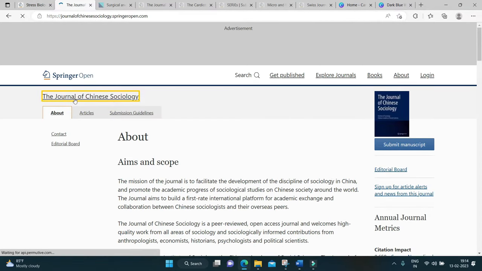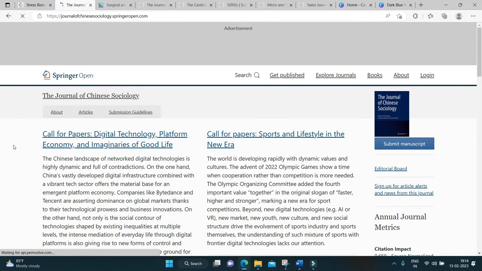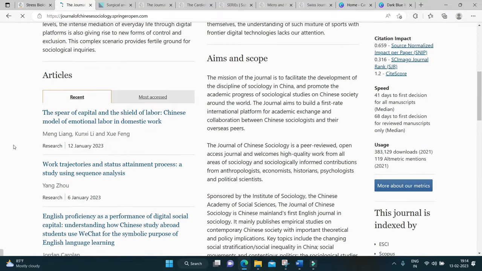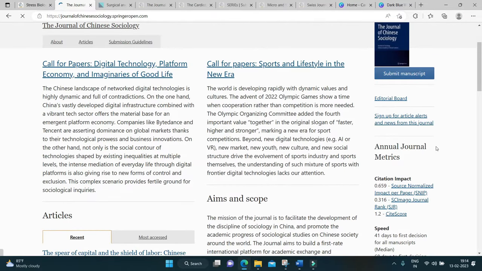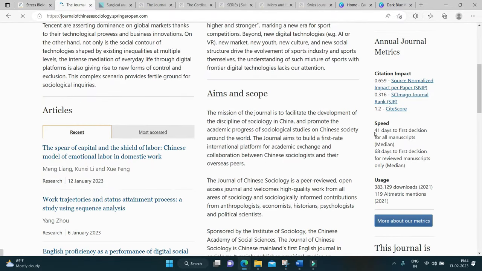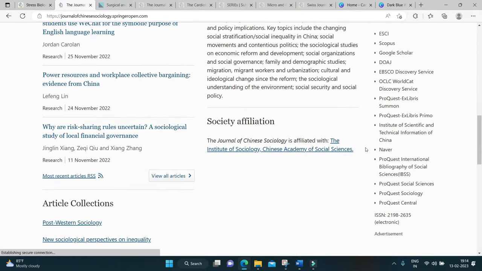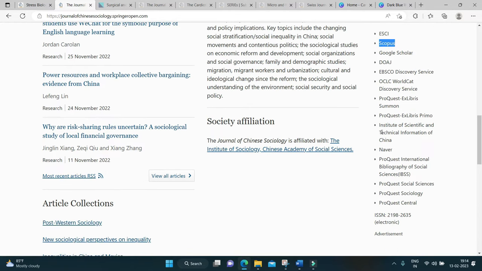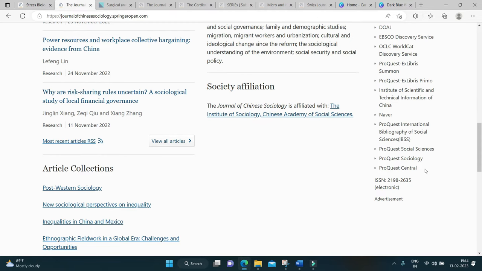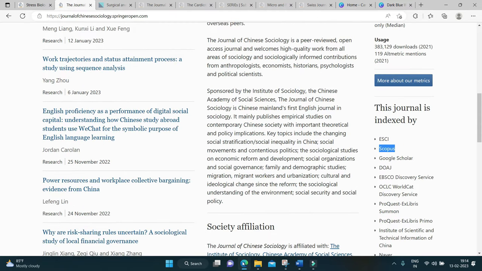So moving on to the next journal, Journal of Chinese Sociology. There are two ongoing calls. Please read the aims and scope of this journal. It is yet to get its first impact factor, and the review process takes nearly 45 days to get the first decision. And this journal is indexed in Scopus and other reputed indexing platforms.